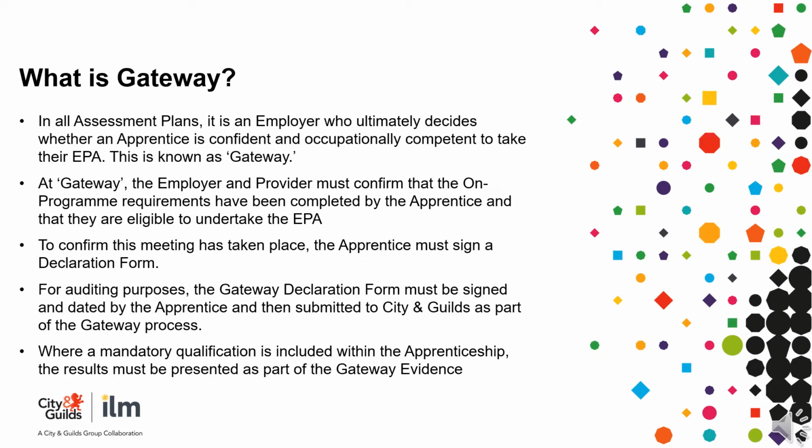To confirm this meeting has taken place, the apprentice must sign a declaration form. For auditing purposes, the Gateway Declaration form must be signed and dated by the apprentice and then submitted to City and Guilds as part of the Gateway process. Where a mandatory qualification is included within the apprenticeship, the results must be presented as part of the Gateway evidence.